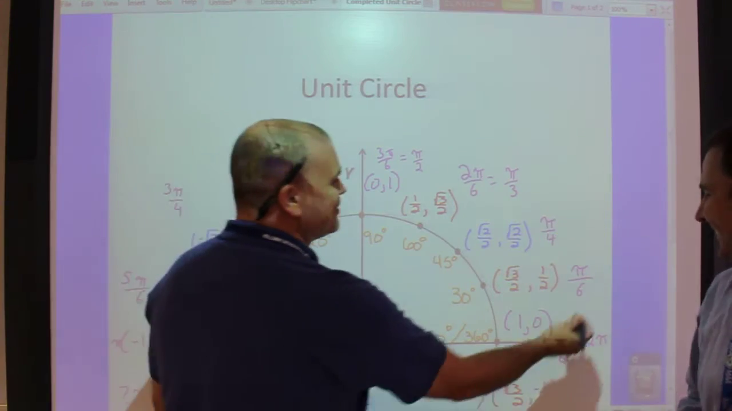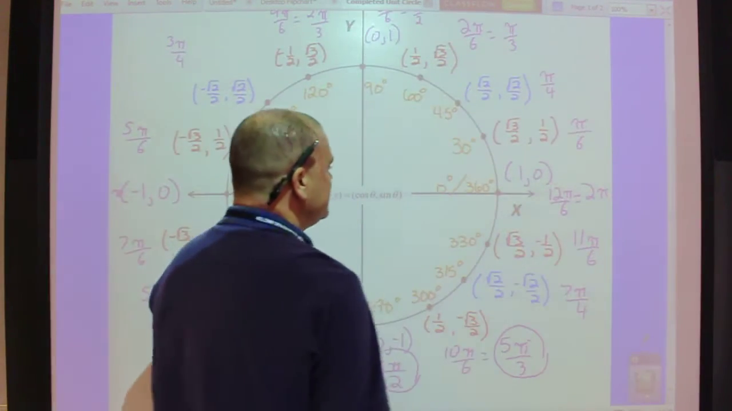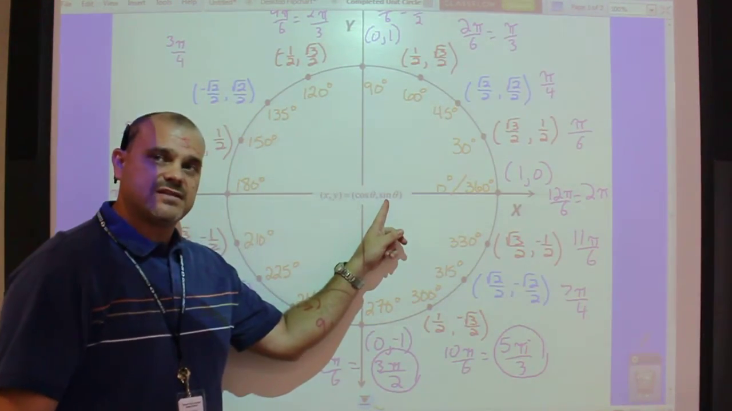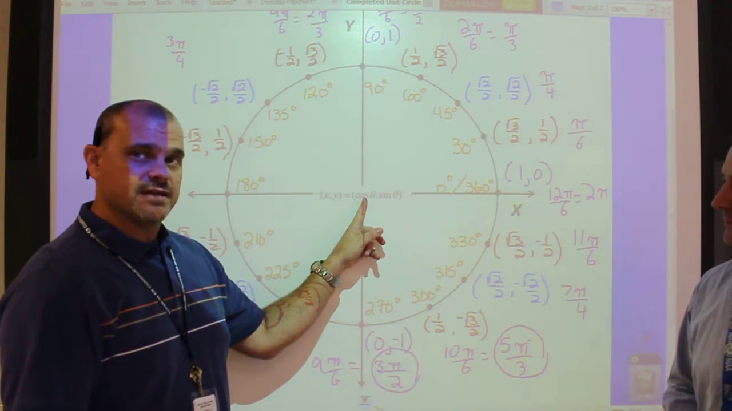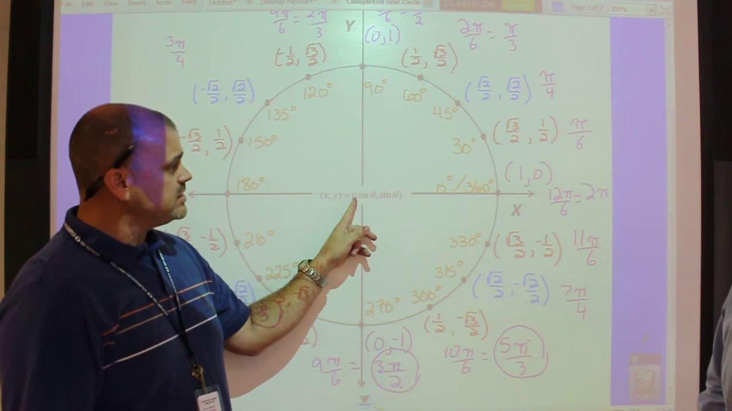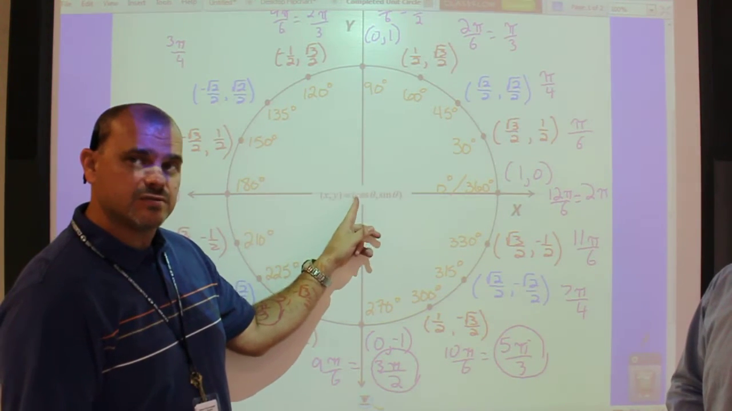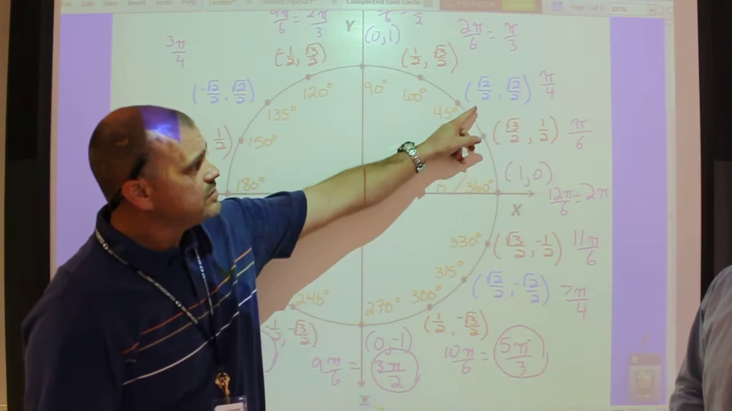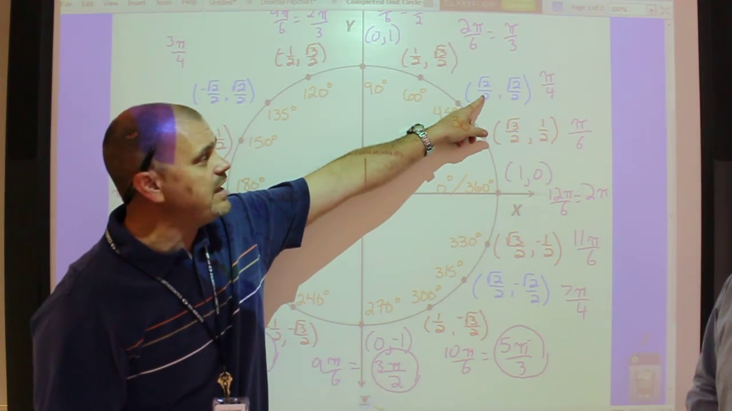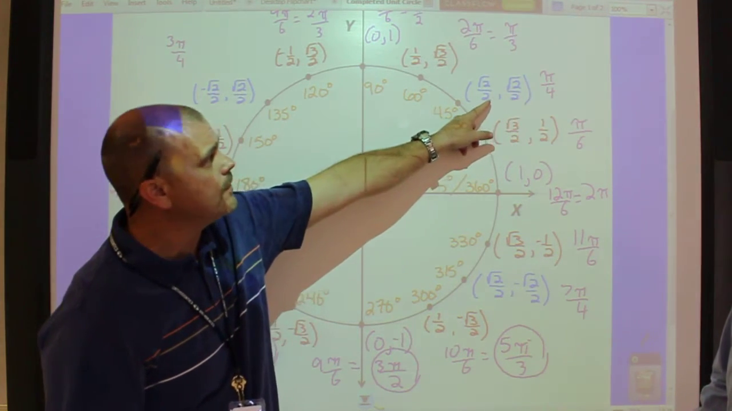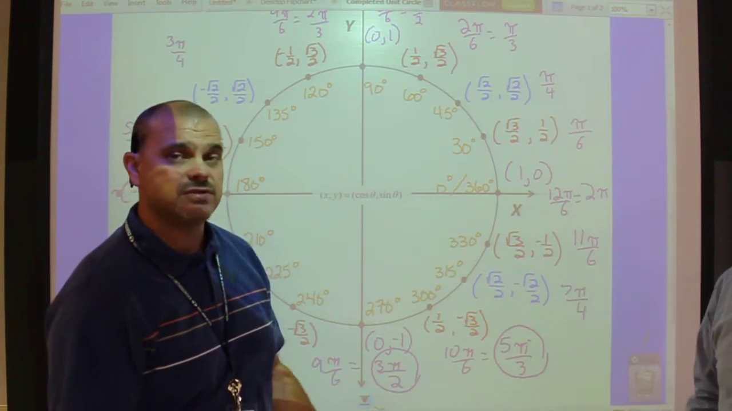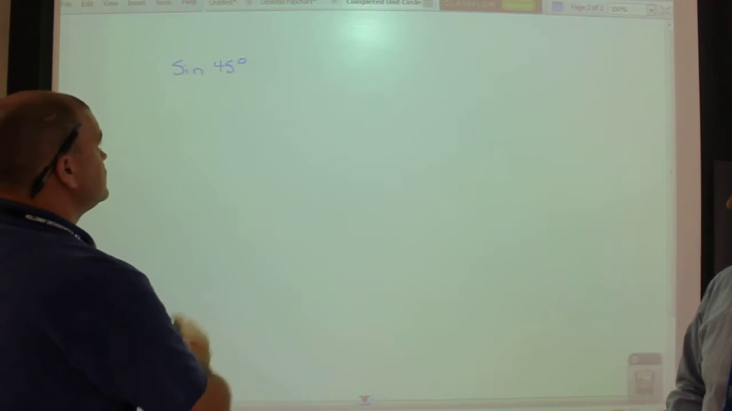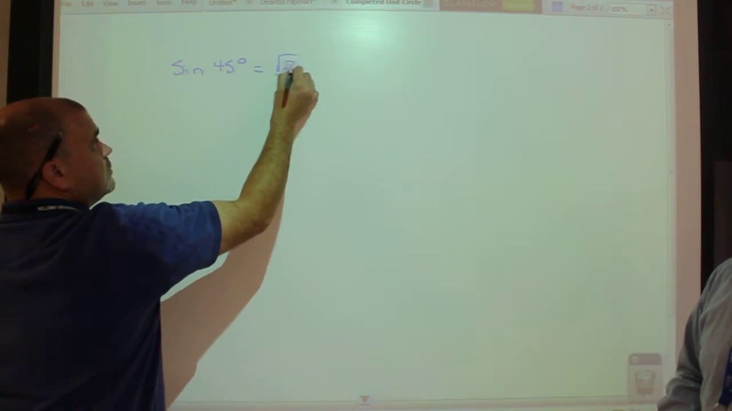Alright, so if we come back, we said from yesterday that sine of theta is our y value. Cosine is our x value. The way you can remember this is alphabetically C comes before S, so cosine, sine. So if we look over here to our 45-degree angle, or pi over 4, the sine is the y value, it's the square root of 2 over 2. Very good.